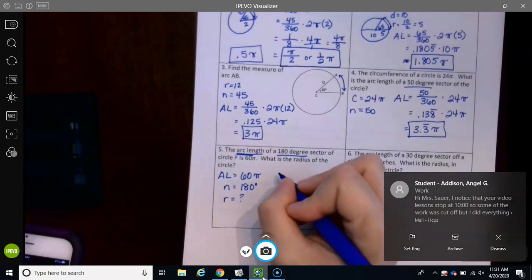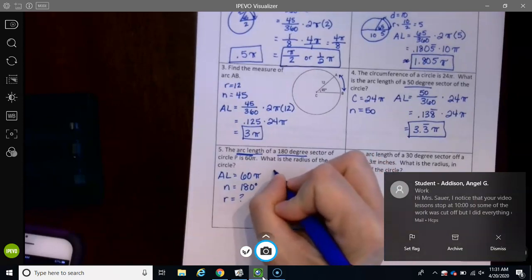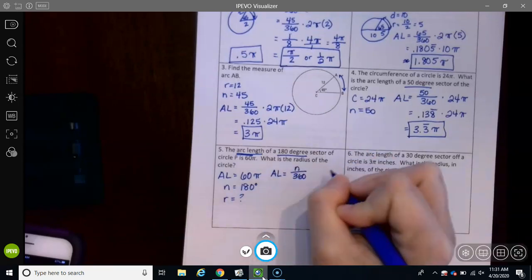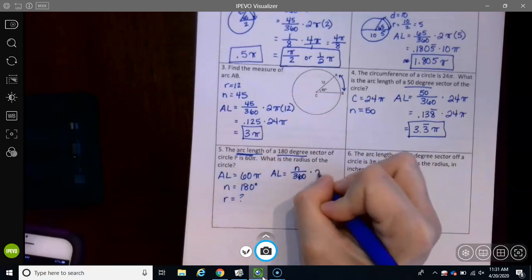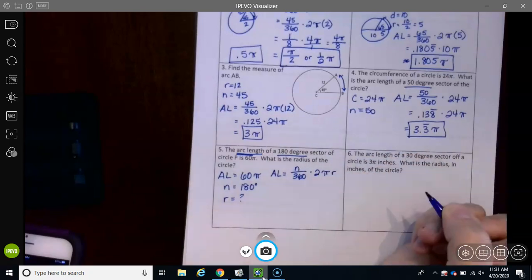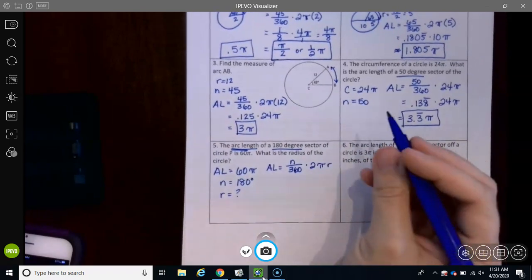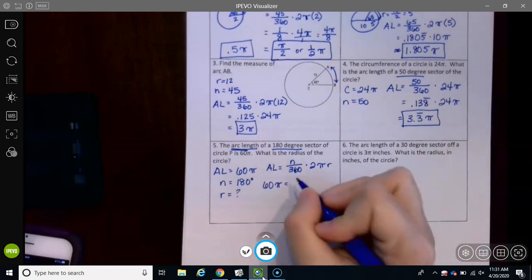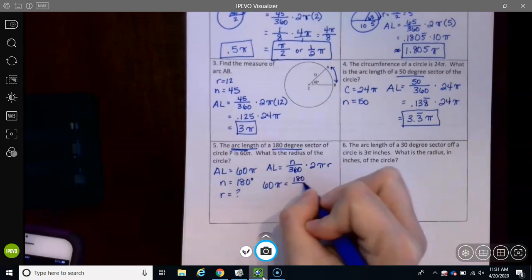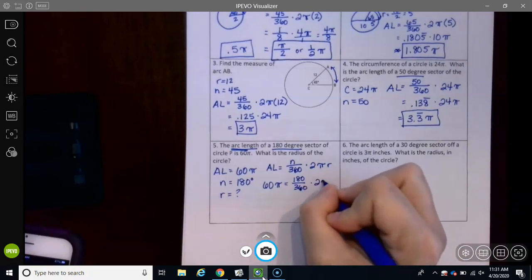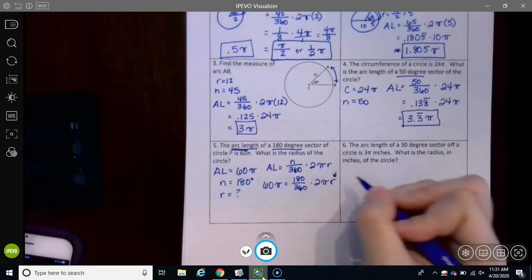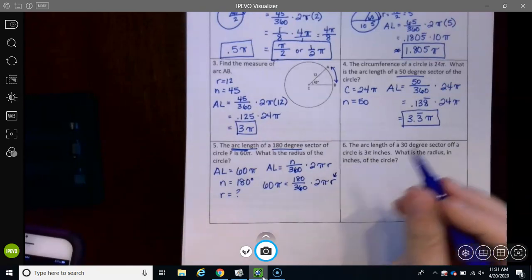So using our formula, I'm going to go ahead and write the formula here. Arc length equals n over 360 times 2 pi r. We're going to substitute in what we know and solve for what we don't. So arc length is 60 pi. N was 180. And then we've got the 2 pi r. Remember, r is what we're trying to solve for, so that's what we've got to get by itself.